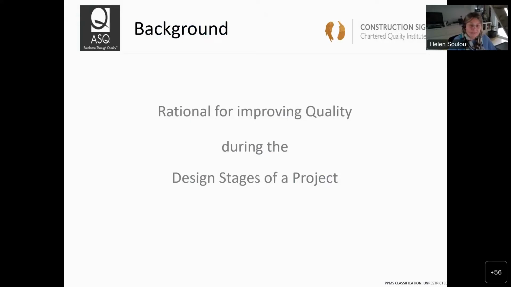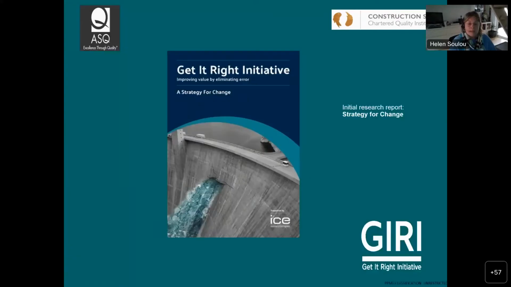So a little bit first about the rationale for improving quality, although I think by you attending this, you probably don't need me to be reminding you why we need to be improving quality during the design stages of a project. But as you probably know, being members of the Get It Right initiative, the Get It Right initiative was launched in 2016, and it was launched with a research study which was called Strategy for Change.